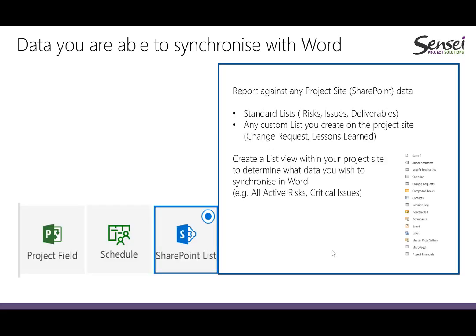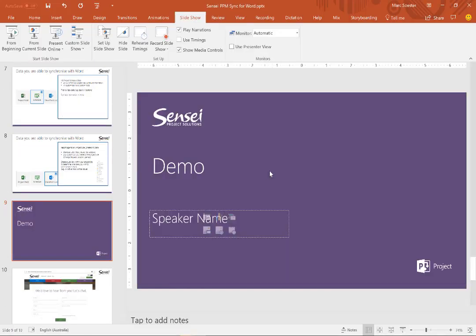And lastly, you can then also import or synchronize your project site information. The standard lists like risks, issues and deliverables work, of course, but you can also synchronize any kind of custom list that you have created as part of your project, for example change requests or lessons learned, etc. You essentially can create those new lists within your project site. You create a view within those lists, and these views you can then synchronize with your Word document. Alright, let's have a quick look how that demonstration looks like.